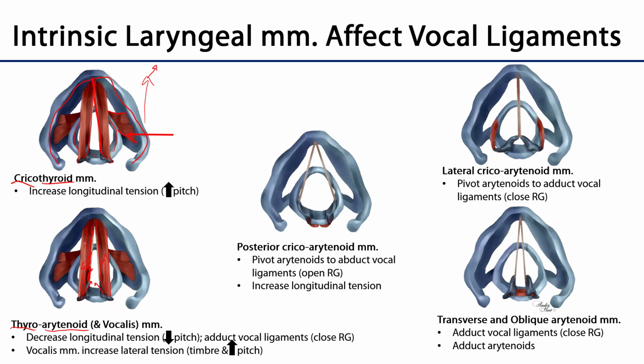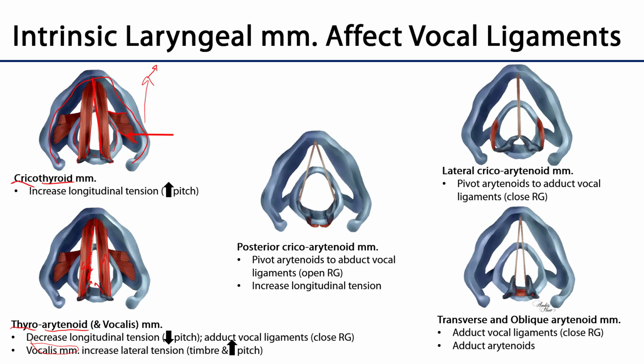These are sometimes referred to as their own muscle. Sometimes we call them the vocalis part. Some folks call them the vocalis muscles. And when these muscles are activated, they increase the lateral tension on the vocal ligament. And by increasing the lateral tension, that changes the timbre, so the tonal quality of the sound as the vocal ligaments vibrate. And also by increasing that tension, they can finely elevate pitch.